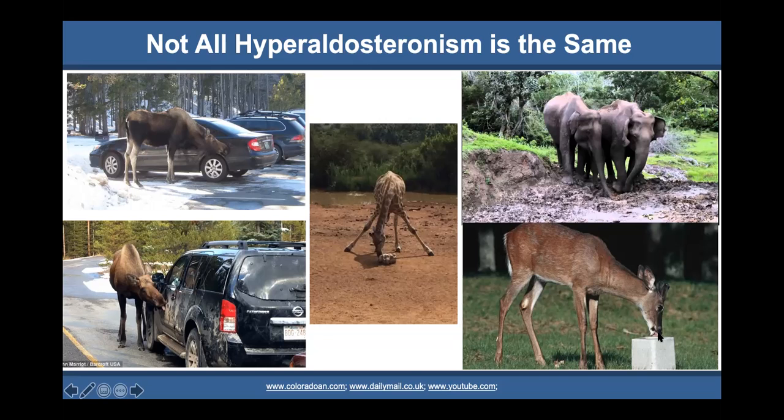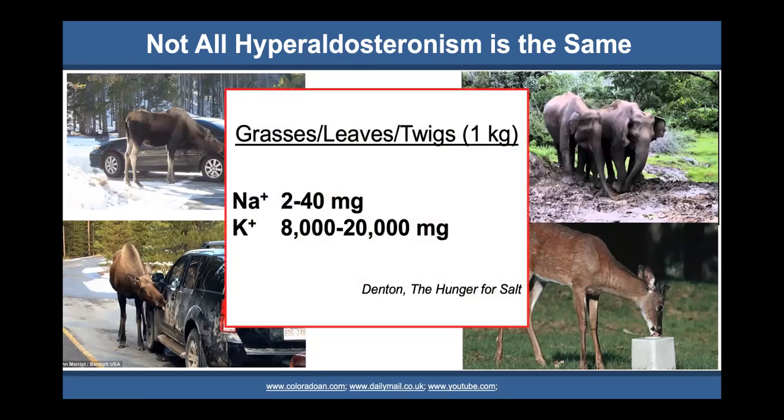Now, why are they craving salt? There's very little sodium on land, as it turns out. So for example, in 1 kilogram of vegetation, there's only about 2 to 40 milligrams of sodium. That's about half to one Dorito chip.